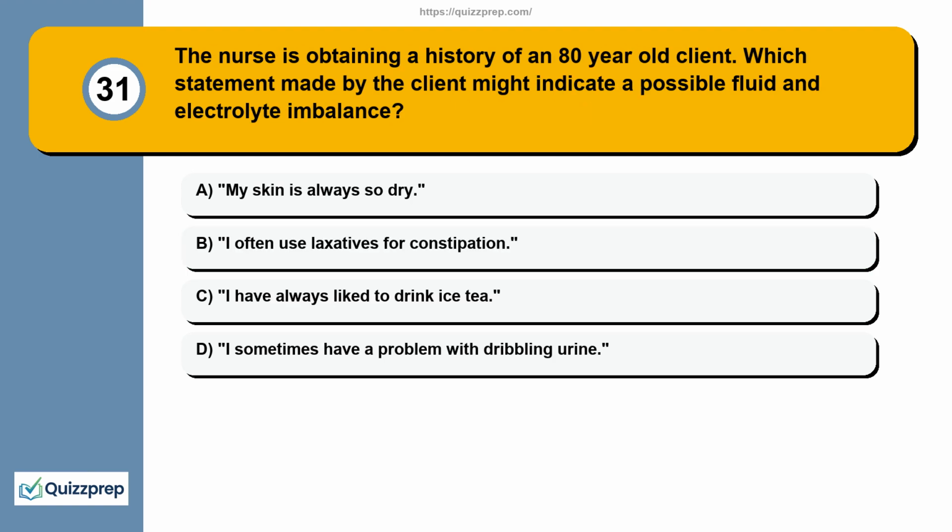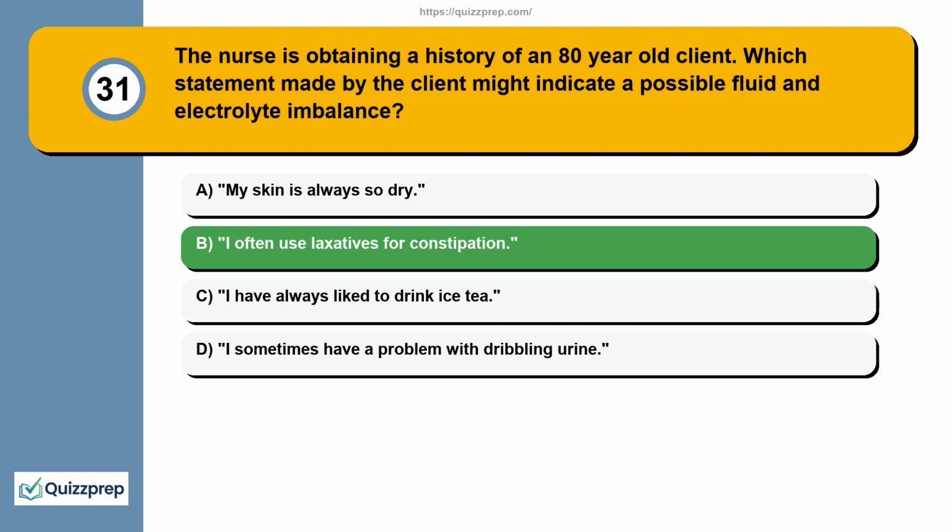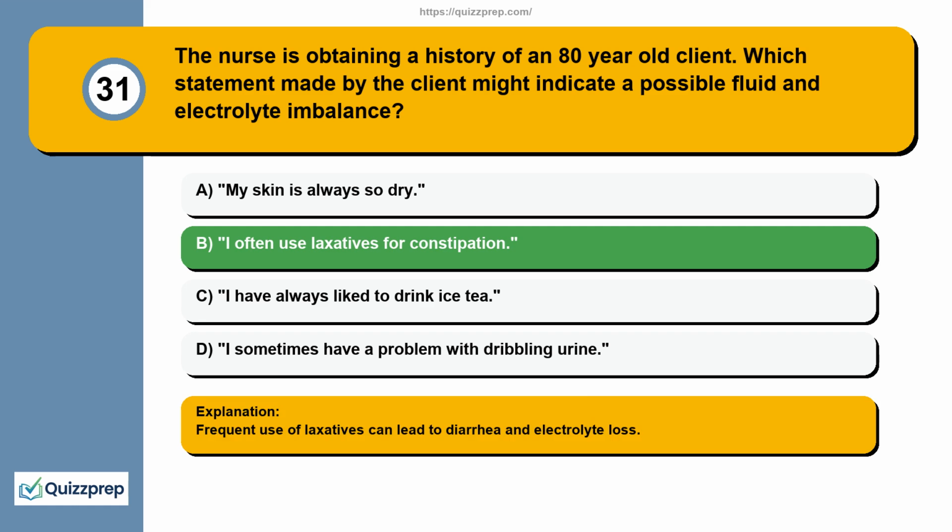Question 31. The nurse is obtaining a history of an 80-year-old client. Which statement made by the client might indicate a possible fluid and electrolyte imbalance? My skin is always so dry. I often use laxatives for constipation. I have always liked to drink iced tea. I sometimes have a problem with dribbling urine. Frequent use of laxatives can lead to diarrhea and electrolyte loss.